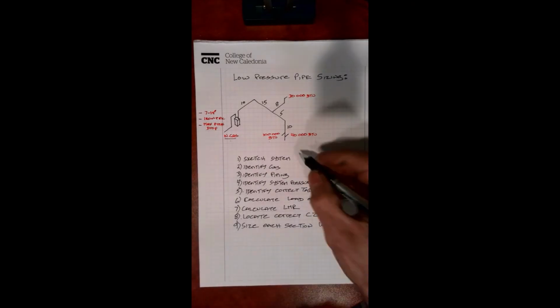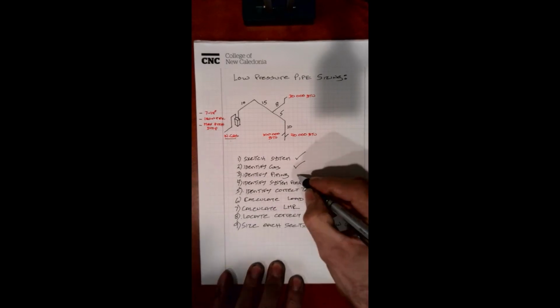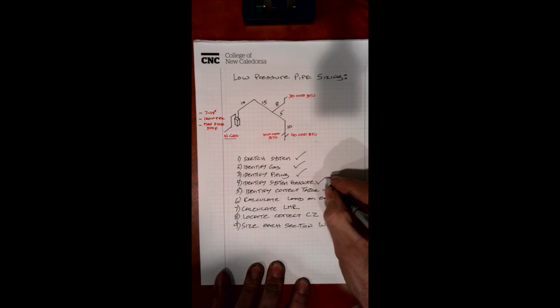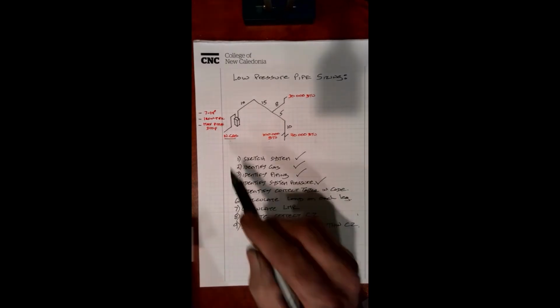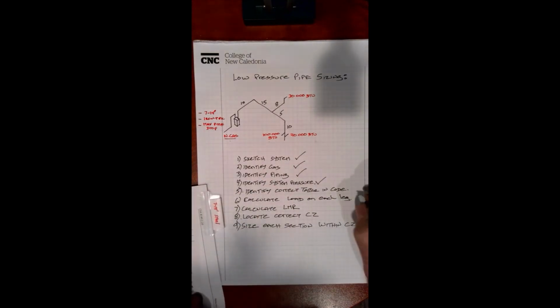Okay, so let's continue on. We've made our sketch. We've identified our gas. We've identified our piping. And we've identified our system pressure. Now, based on those items, again, we're going to go with our table A2A.